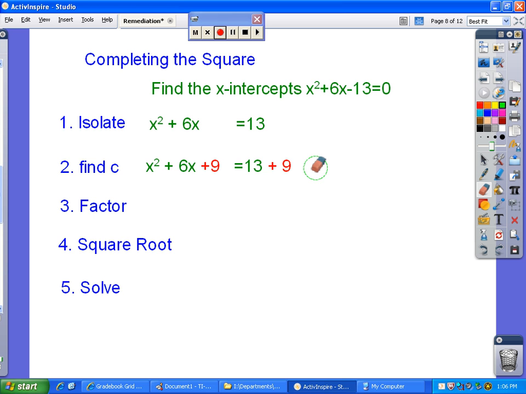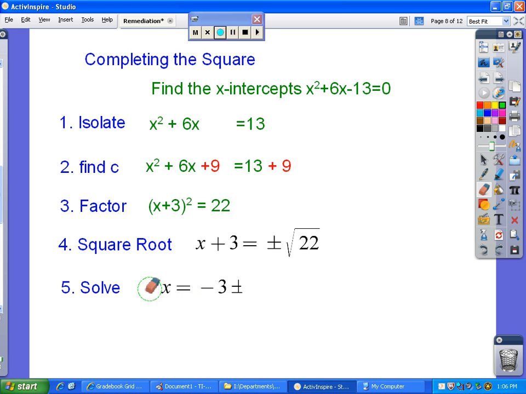Now the whole reason that we completed the square is to make a perfect square trinomial. So we're going to factor x squared plus 6x plus 9, which factors to x plus 3 squared. And 13 plus 9 is 22. Take the square root of both sides. So x plus 3 is equal to plus or minus square root of 22. Don't forget your plus or minus. We've got two solutions here. And now we're going to solve for x. That means we're going to subtract 3. So our final answer is x is equal to negative 3 plus or minus the square root of 22.